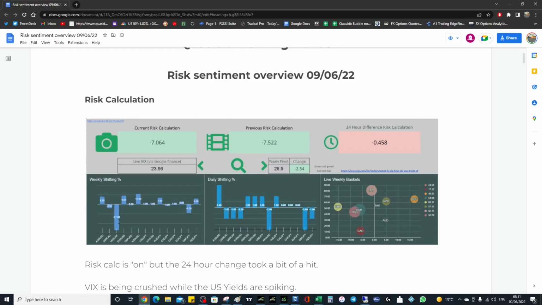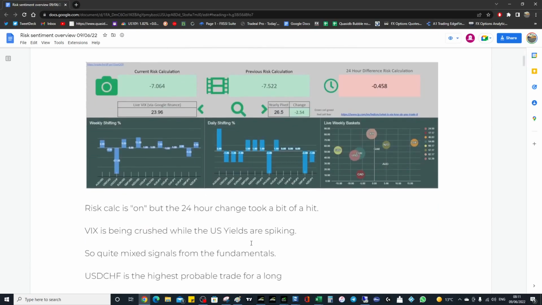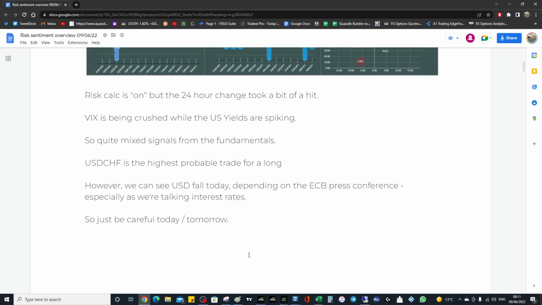Dollar Swiss is the greatest probable trade for a long. They shorted it by 27%, so it's quite a shift on the sentiment. Risk calculation is on at the big picture. The 24-hour difference took a bit of a knock. VIX is being crushed. However, the US yields are spiking a lot. The 30-year yield is really high now, and we've got an inversion on the 5 and the 10, so that's like a recession warning. So quite mixed signals from the fundamentals.